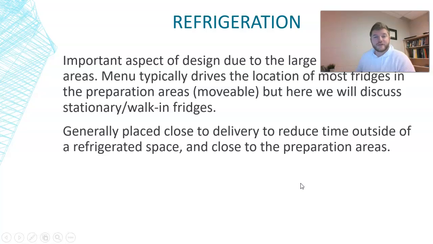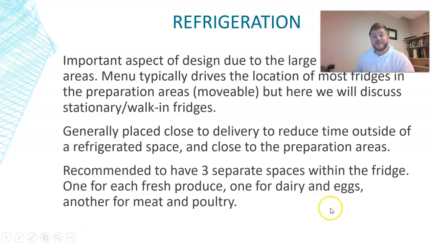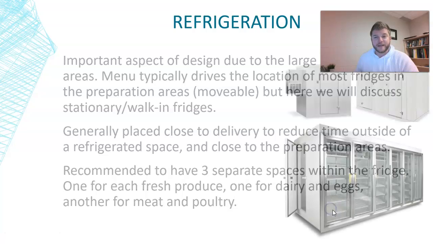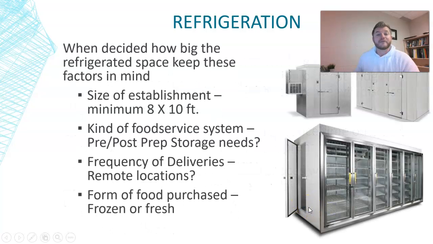Refrigeration. So refrigeration is very important. Generally, we like to have 3 separate fridges if we're large enough: one for produce, one for dairy and eggs, and one for meat and poultry. So we keep all those 3 at different temperatures. Meat and poultry is the coldest, produce you keep at a higher temperature, and dairy's in the middle.